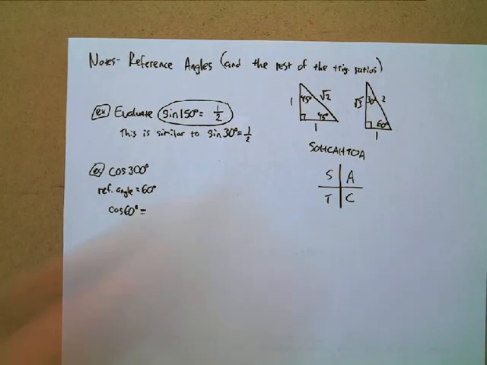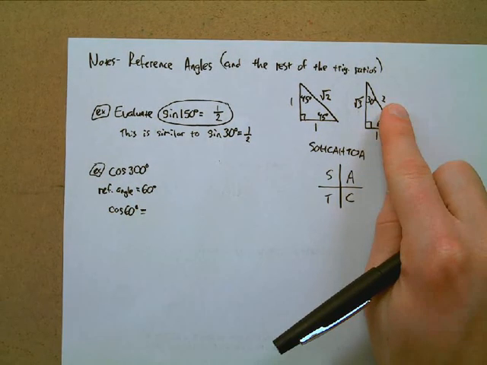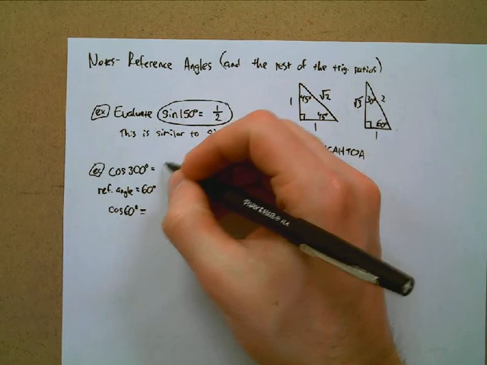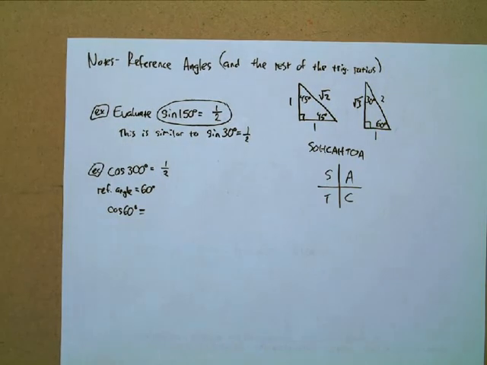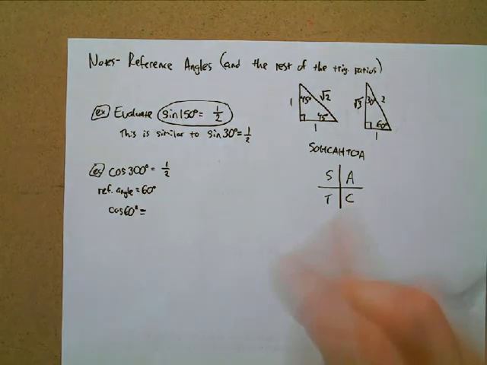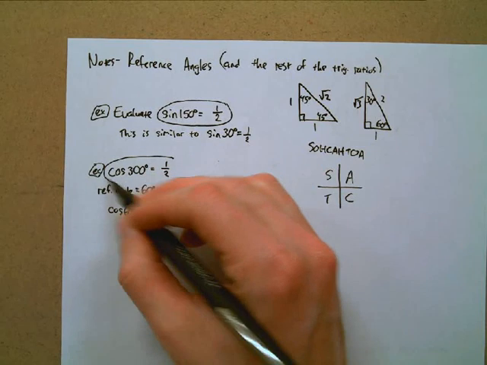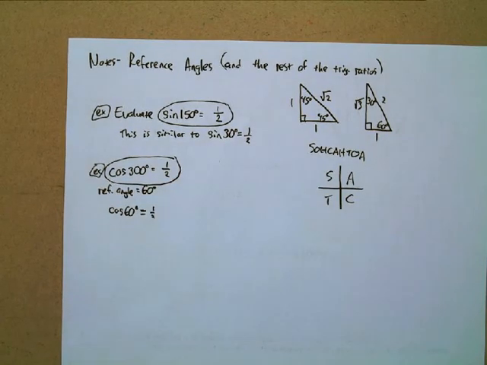How do we evaluate the cosine of 60 degrees? You go to your reference triangle here. Cosine is adjacent, 1, over hypotenuse, 2. So cosine of 60 is 1/2. Since we're in the fourth quadrant here, cosine will be positive. And so we're just going to end up with the cosine of 300 degrees is positive 1/2. We don't need to change the sign, make it negative. Cosine is positive there.